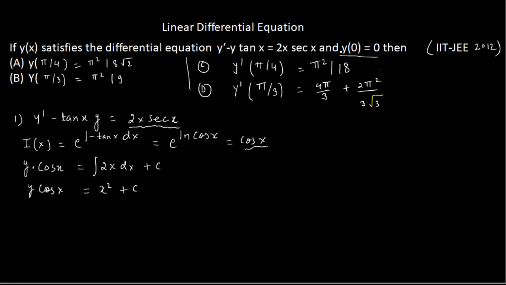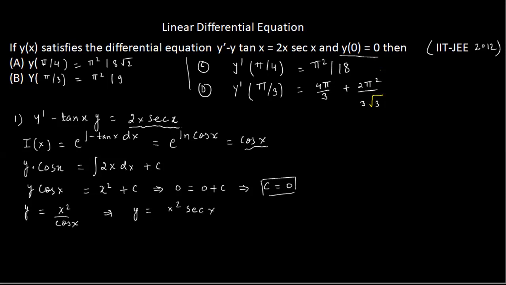Now, since it is given that the value of y is 0 at x equals 0, put x equal to 0 and y equal to 0, and we end up getting 0 equals 0 plus c. It means the constant of integration is 0. So finally, the solution of this equation can be written as x square over cos x. Otherwise, we can rewrite this as y equals x square sec x.